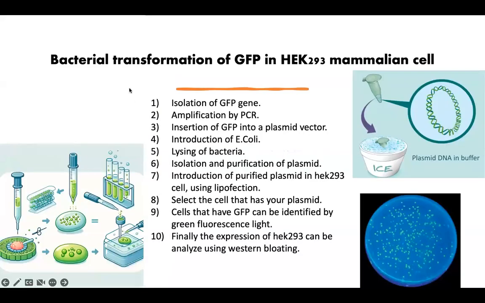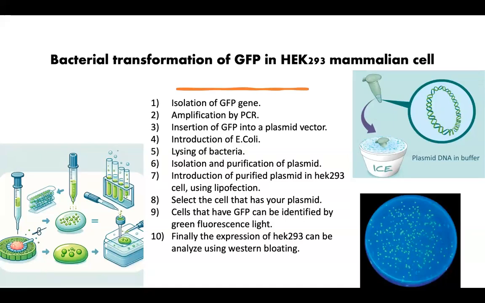Now here we look at the bacterial transformation of GFP in HEK293 mammalian cells. The steps are as follows. First, it goes under isolation, then amplification by PCR to make multiple copies. After making multiple copies, the plasmid vector goes under cloning, where the GFP gene is inserted into a circular plasmid as well.